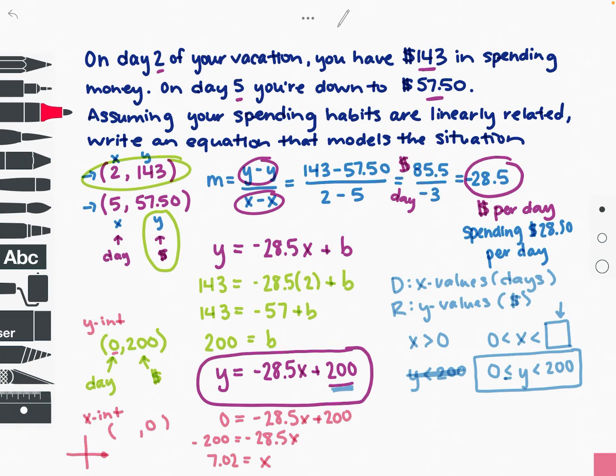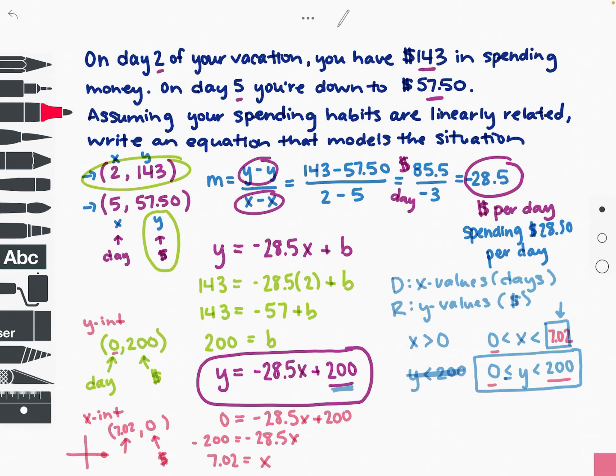I'm getting about 7.02. So that means that after 7.02 days on vacation, that's day number 7.02, this would be my dollars. I would have $0 left, right? And that's why I'm thinking if my range is starting at 200 and then dwindling down to 0, we probably should also cut off our vacation at some point. So the $200 stood for day 0, and when do I have to go home? At day 7.02. Maybe I should have just rounded that to 7.